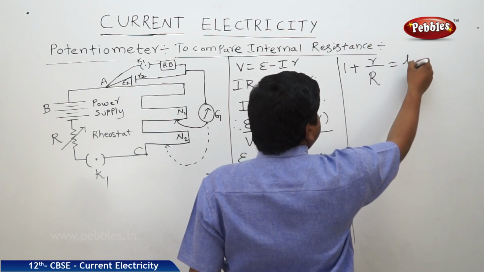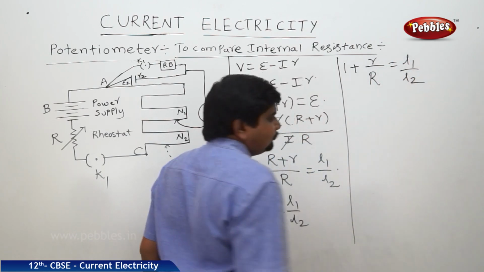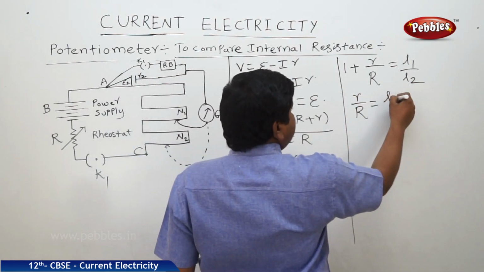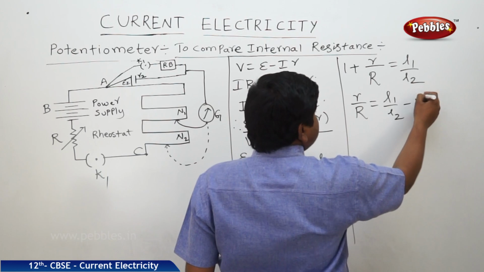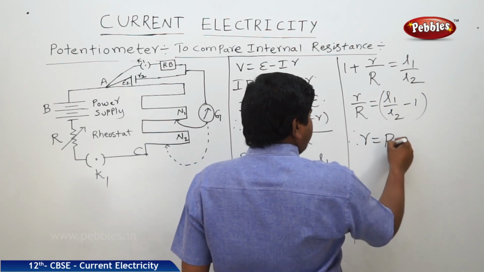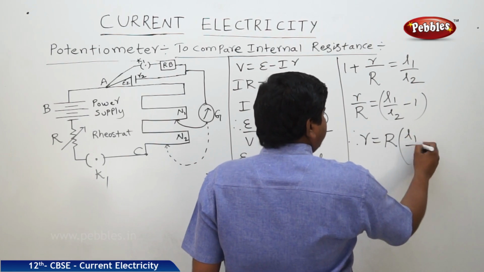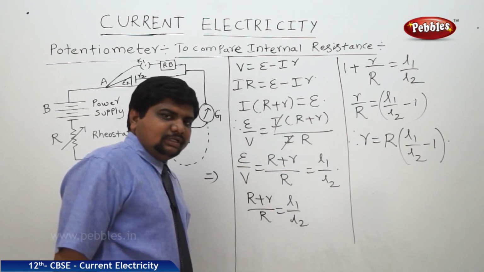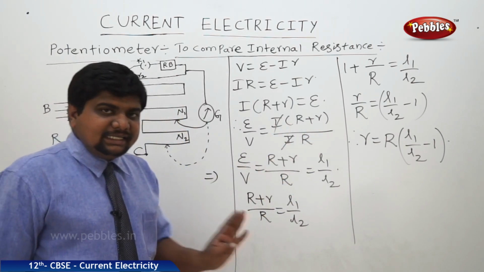R is equal to L1 by L2. R by R is equal to L1 by L2 minus 1. Therefore, internal resistance small r is equal to capital R into L1 by L2 minus 1. This is the expression for internal resistance.